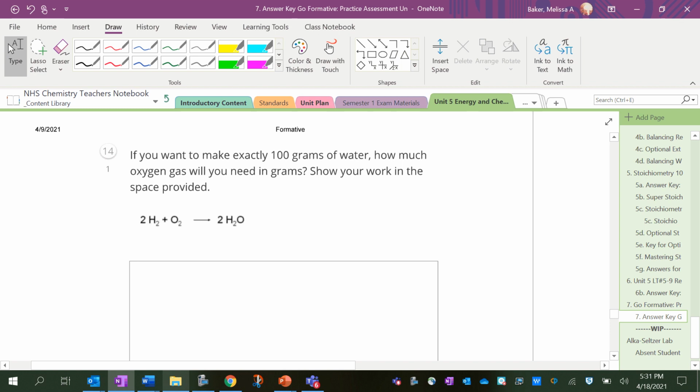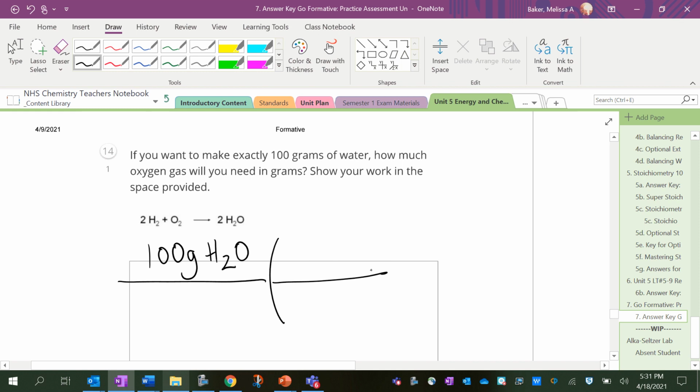Okay, what if you want to make exactly 100 grams of water? How much oxygen gas will you need in grams? Okay, you want to make 100 grams of H2O. First thing, we've got to get grams into moles, so we can use the mole to mole ratio.